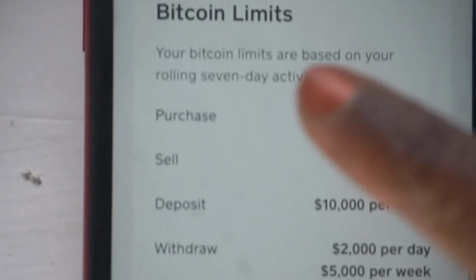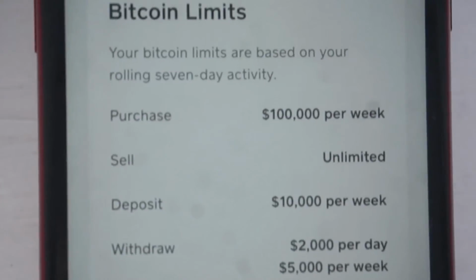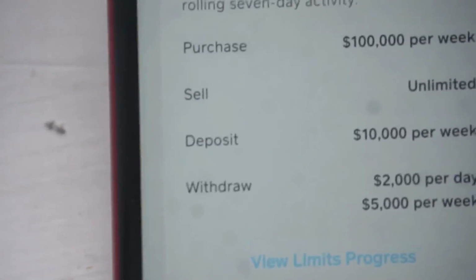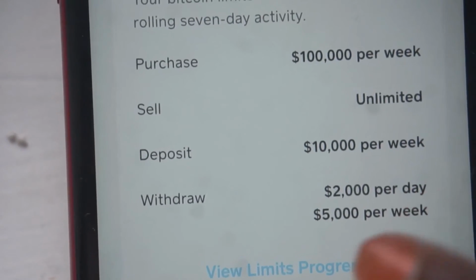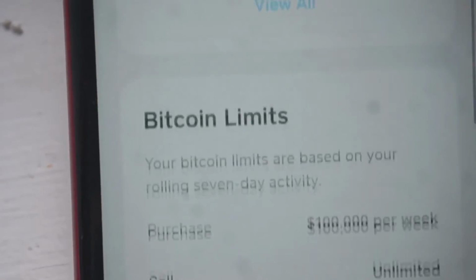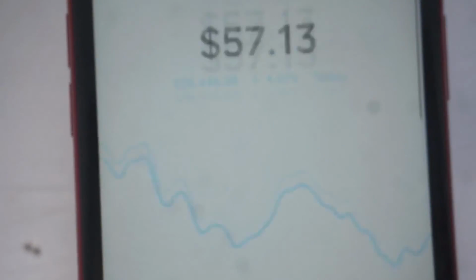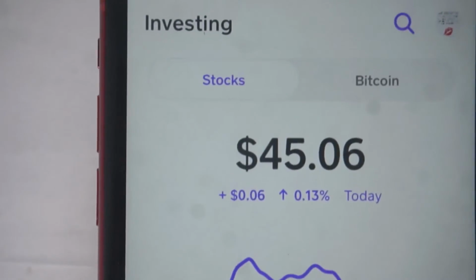Yes, they have Bitcoin limits. You can only buy 100,000 per week. Actually, that's a lot of money. You can sell unlimited, and you can withdraw $2,000 per day. So that's that. And if you want, you can go and buy stocks.